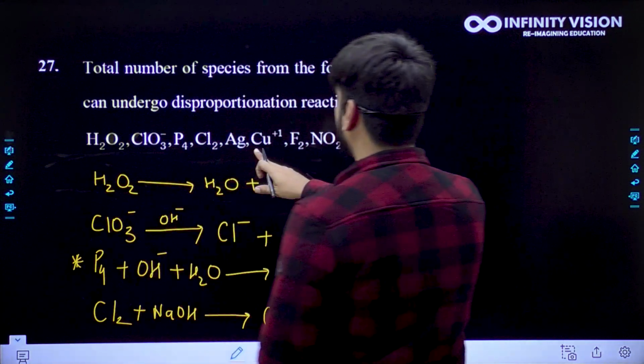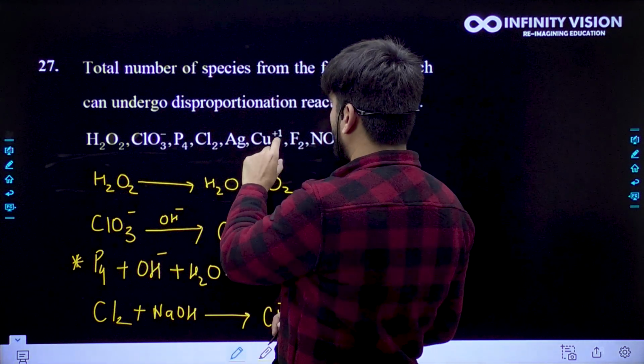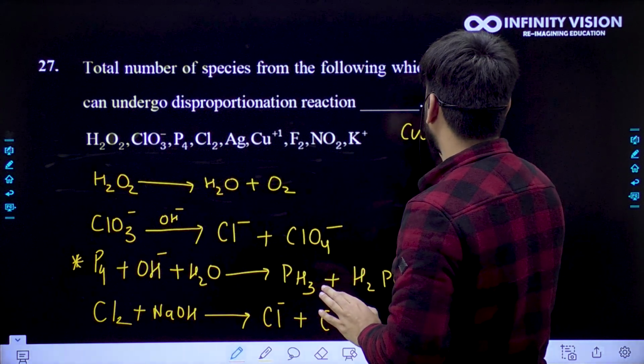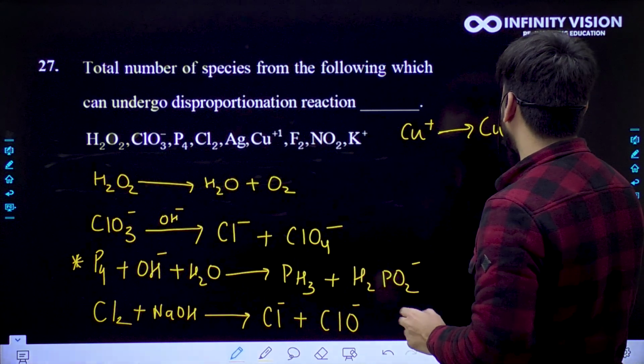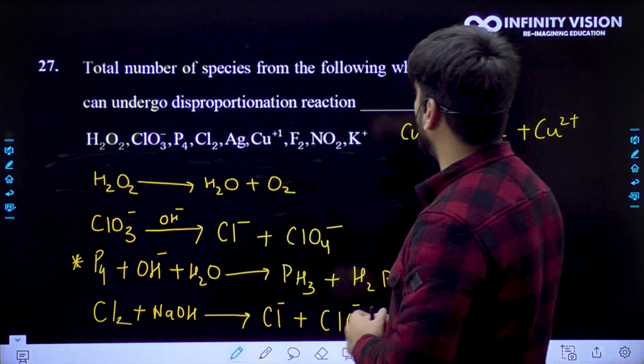And if you see Cu+, now copper, this cuprous ion is unstable in aqueous solution, so it disproportionates into copper solid, where it is 0, plus cupric ions, copper 2 plus.